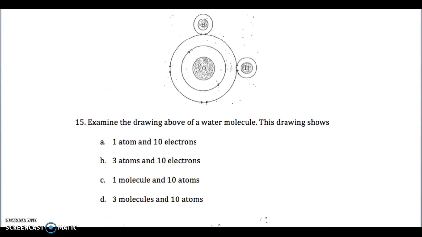Number 15. Examine the drawing above of a water molecule. This drawing shows A. 1 atom and 10 electrons, B. 3 atoms and 10 electrons, C. 1 molecule and 10 atoms, or D. 3 molecules and 10 atoms.